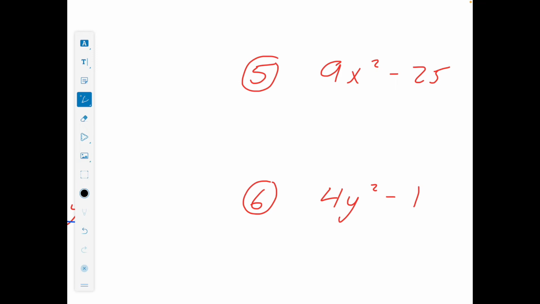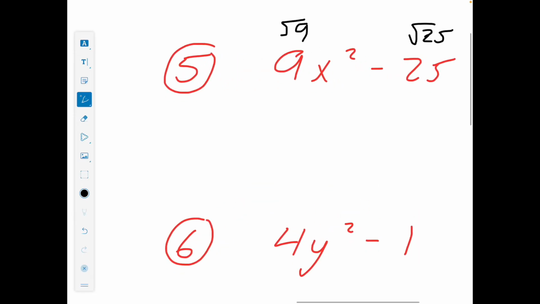Okay, and the last two. So I look at this and I say, okay, there's two terms. So it could be difference of two squares, or it could be highest common factor. I look at the numbers in the first one, okay? They're both on the list. So they're both square numbers, and there's a minus in the middle. So it's going to be difference of two squares.